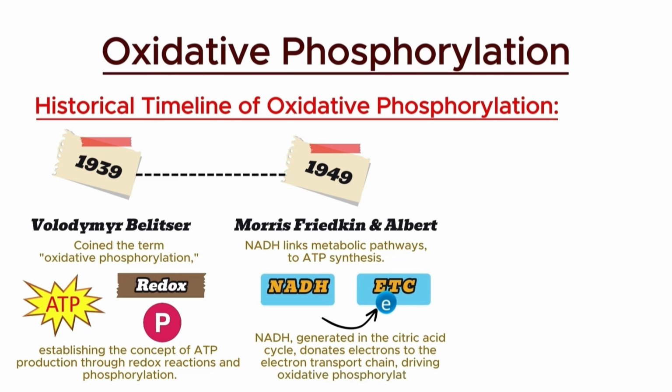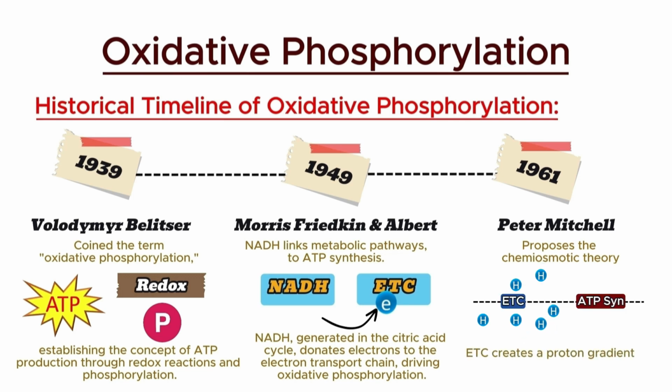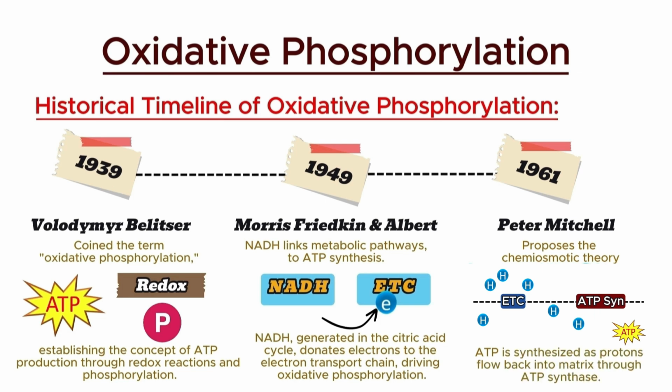chain, driving oxidative phosphorylation. Later in 1961, Peter Mitchell proposed the chemiosmotic theory, explaining the mechanism of ATP production during oxidative phosphorylation. He suggested that the electron transport chain creates a proton gradient by pumping protons across the inner mitochondrial membrane. Mitchell explained that ATP is synthesized as protons flow back into the mitochondrial matrix through ATP synthase, driven by the proton motive force. This revolutionary idea earned him the Nobel Prize in Chemistry in 1978.